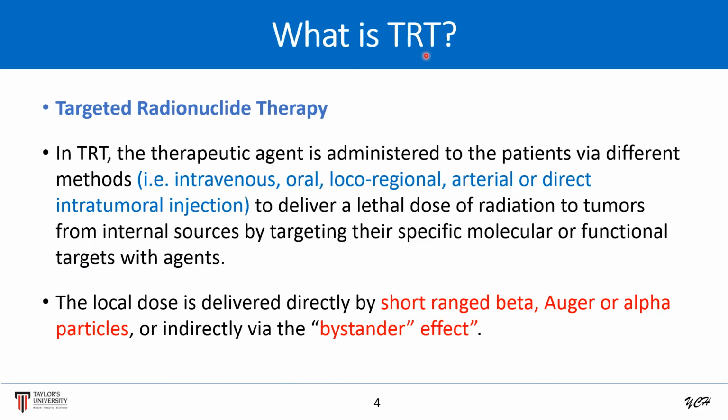So what is TRT? TRT stands for targeted radionuclide therapy. In this treatment, the therapeutic agent is administered to the patient via different methods. It can be IV injection, oral, local regional, arterial, or direct intratumoral injection to deliver a lethal dose of radiation to the tumors from internal sources by targeting their specific molecular or functional targets with the agents. The local dose is delivered directly by short-range beta, Auger electrons or alpha particles, or indirectly via the bystander effect.